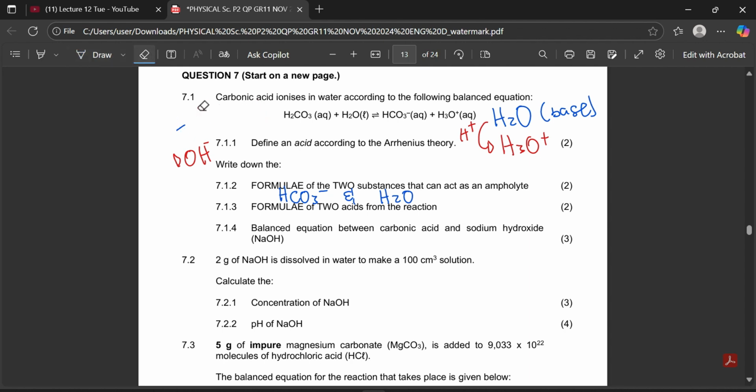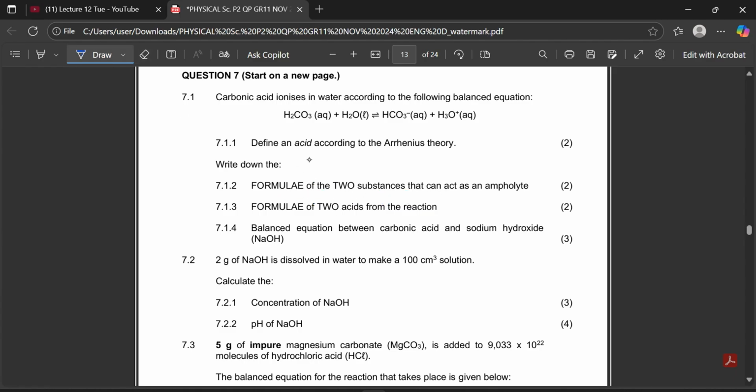Okay, cool. They then say to us, write down the formulae of the two acids. I'm just going to write these at the top because now it just becomes a mess. So we have ampholyte number 1, which is HCO3 minus, as well as water. So 7.1.3 wants the formulae of two acids from the reaction. So two acids from the reaction, what are acids? Proton acceptors. Sorry, proton donors.